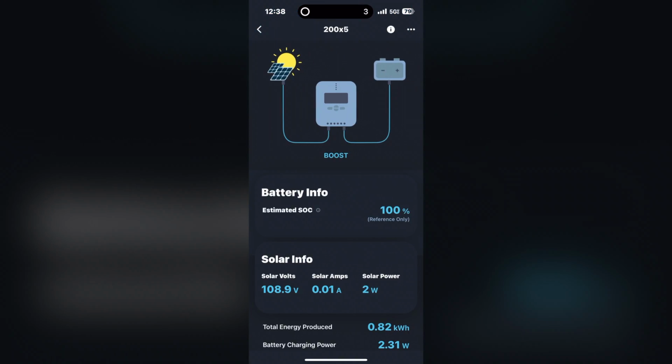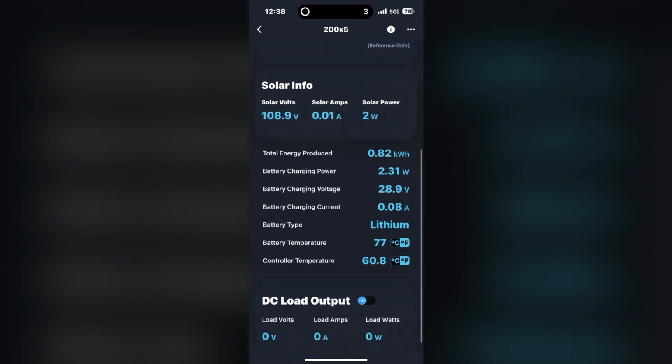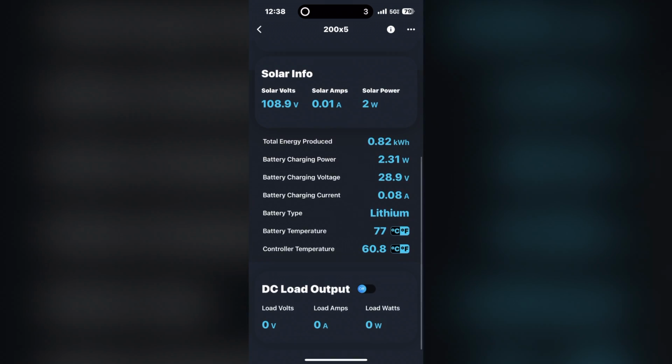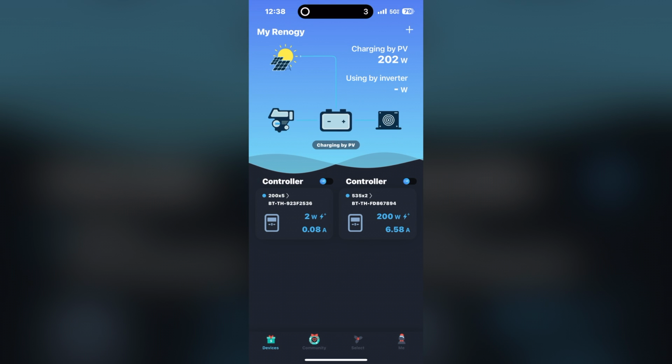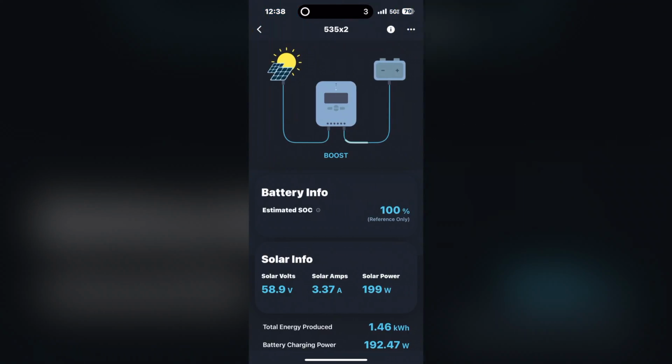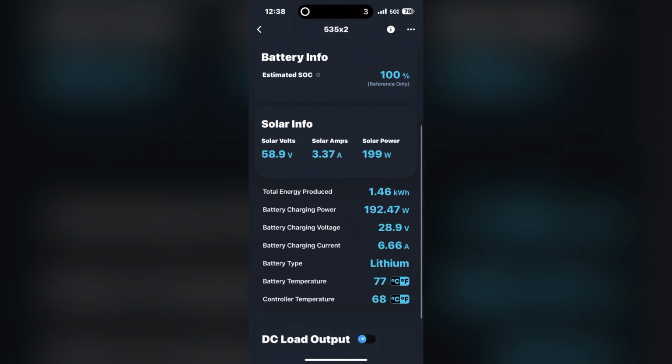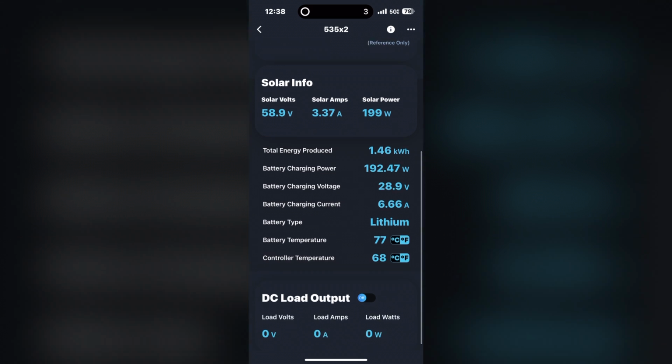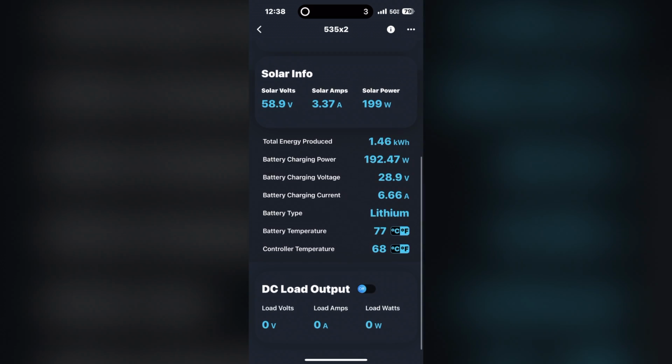We're looking at the 200-watt times 5 now. It's not really doing much. These are in parallel. But we'll soon look at the 535-watt panels times 2. They're in communication with each other, so they know not to conflict. But ultimately, it does pretty well so far.